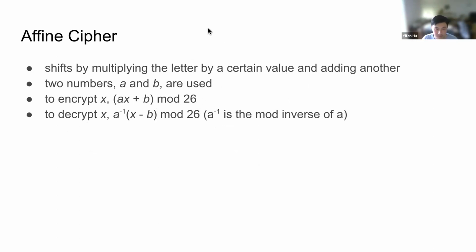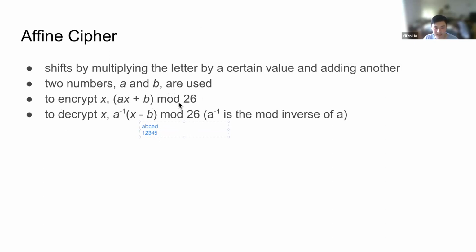So all letters have a value assigned to them. If you get any letter X, you just get its number. Like if it's C, you get 3, and then you multiply it by A and then add B. Usually A and B are given, and then you either have to encrypt it or decrypt it.